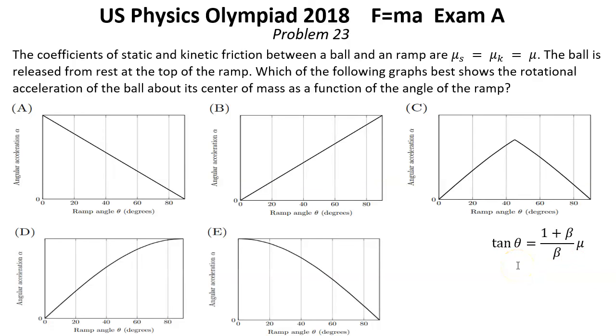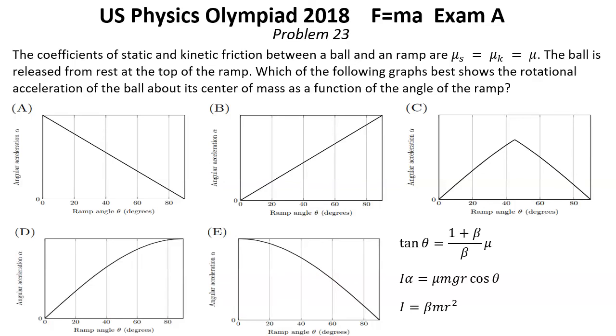When we increase theta more, we have motion with slipping, and now we have to write different equations. Here we just use the equation for rotational motion, and using the formula I equals beta m r squared, we can find that angular acceleration equals this expression. So we can use this expression for tangent theta more than this expression.